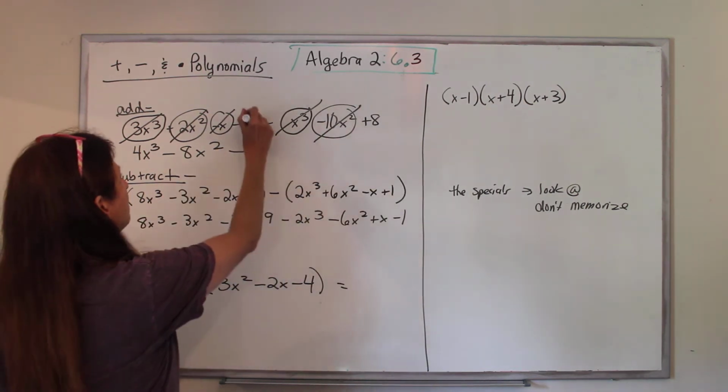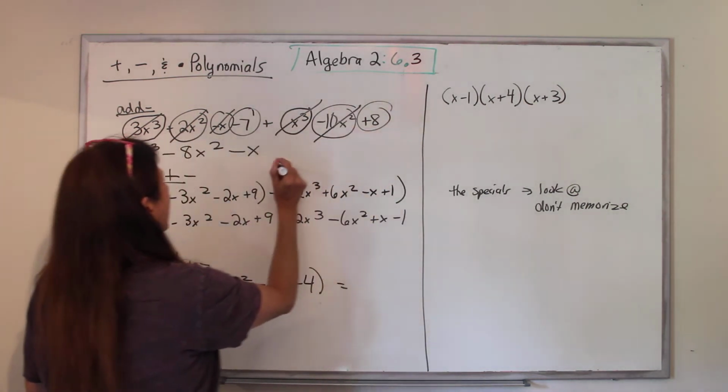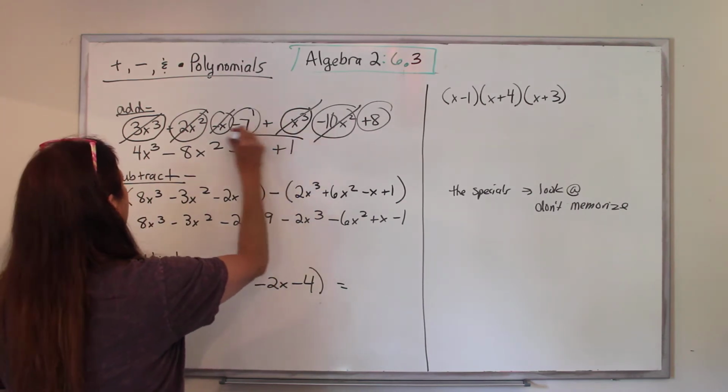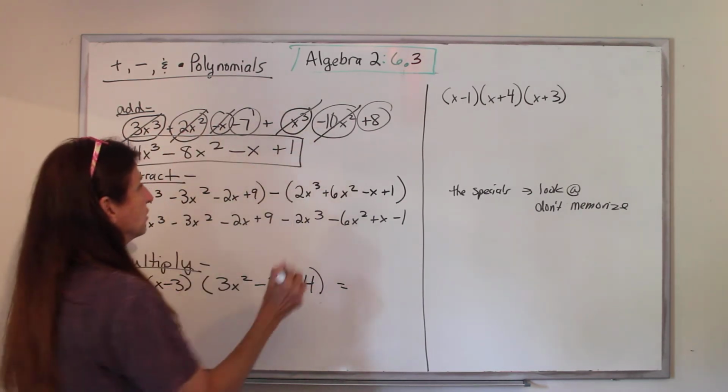And now next I have bare numbers. Minus 7 plus 8 is plus 1. And there is the answer.